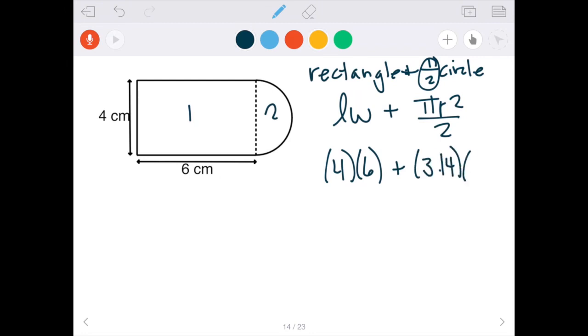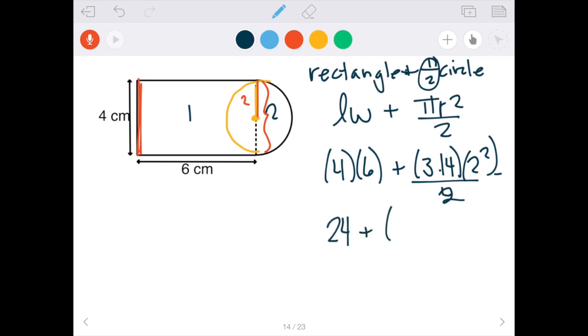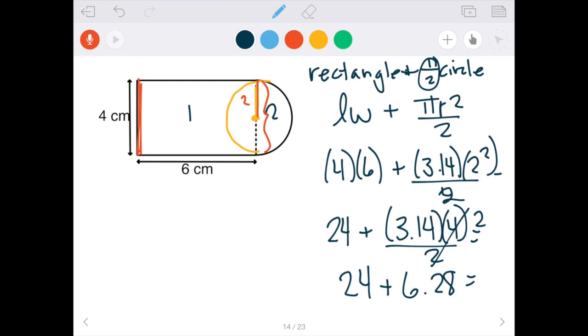Pi is always 3.14. Now the radius, if we drew the rest of this circle, the radius would go from here, center to the edge. So I need basically half of this distance. I know the whole thing is 4, so half of it would be 2. So our radius is going to be 2. So 4 times 6 is 24. This is 3.14 times 4 divided by 2. 4 divided by 2 is 2. 3.14 times 2 is 6.28. So this gives us 30.28 centimeters squared. If you rounded it, that's okay.